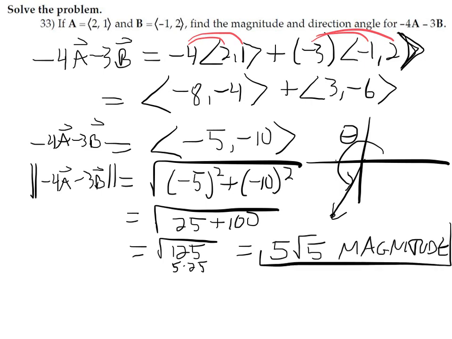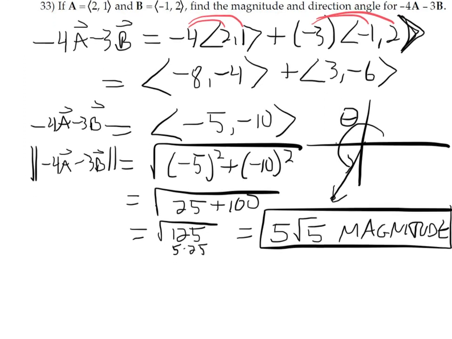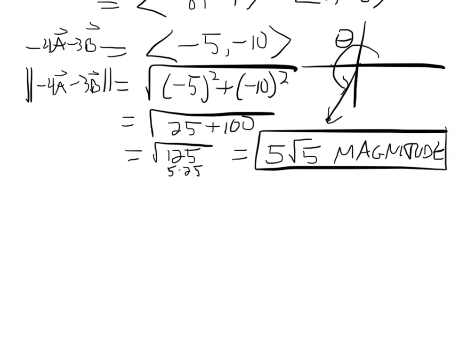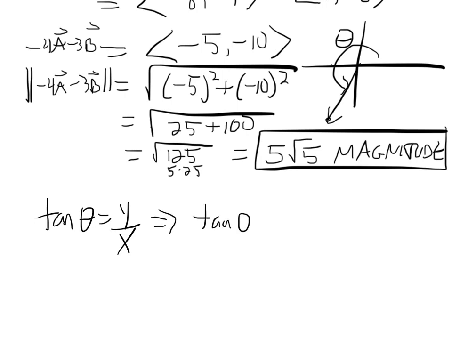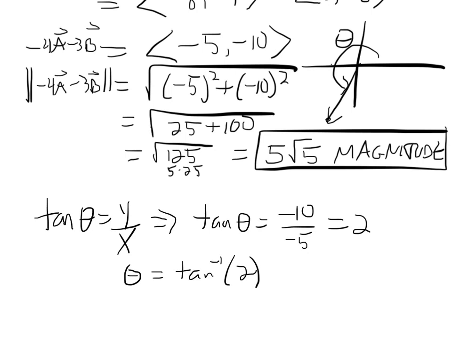So there's half of our answer. We also need to find the direction angle. And we can do that with tangent of theta equals y over x, where y is the second component and x is the horizontal component. So we get tangent theta equals negative 10 divided by negative 5, or 2. So theta is arctangent of 2. In degree mode, you get approximately 63.4 degrees.